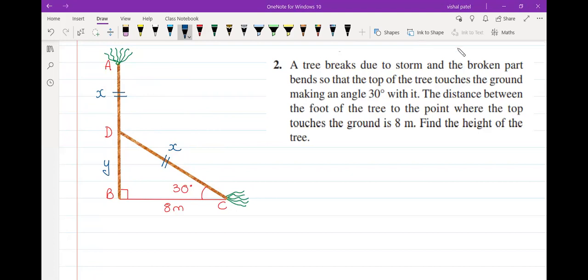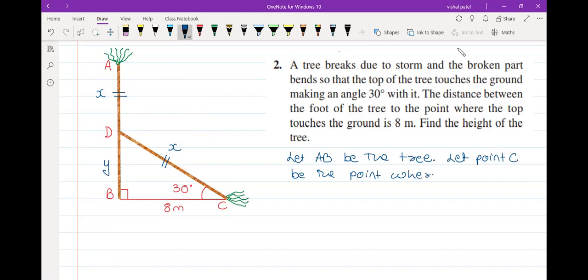So again, as I said, you have to write down everything. See what I'm writing. Let AB be the tree. Let point C be the point where it breaks.